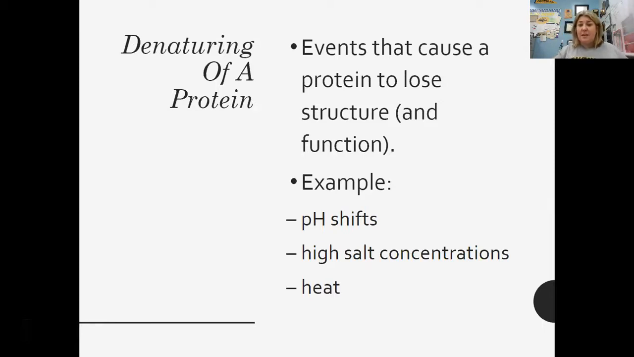Denaturing a protein is important. It's good in some cases, and then it's bad in other cases. Let me just give you an idea. If you were going to grill steaks tonight for supper, before you go and put your steaks on the grill, you're going to do some things to those steaks.